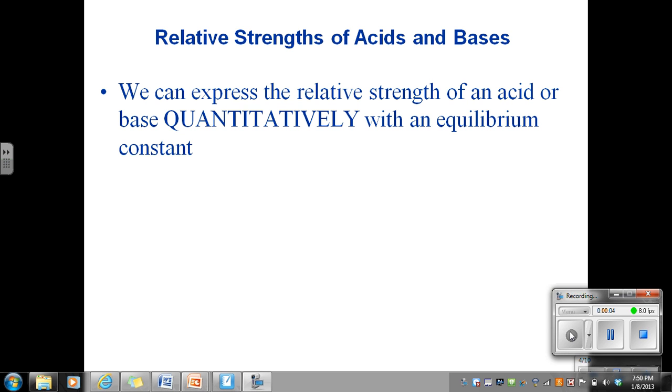Okay, this video is going to show how we can quantitatively express the strength of an acid or a base using an equilibrium constant.